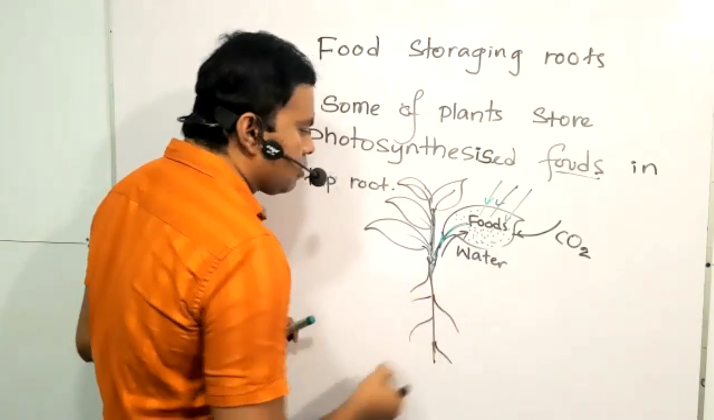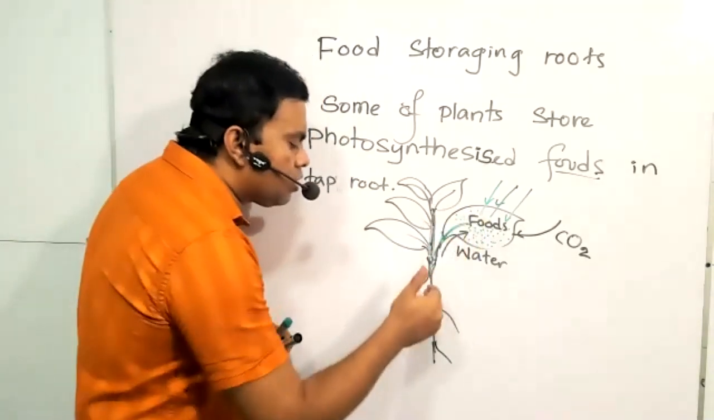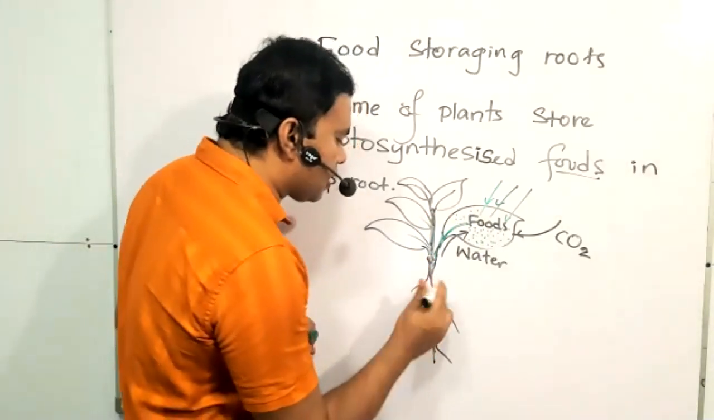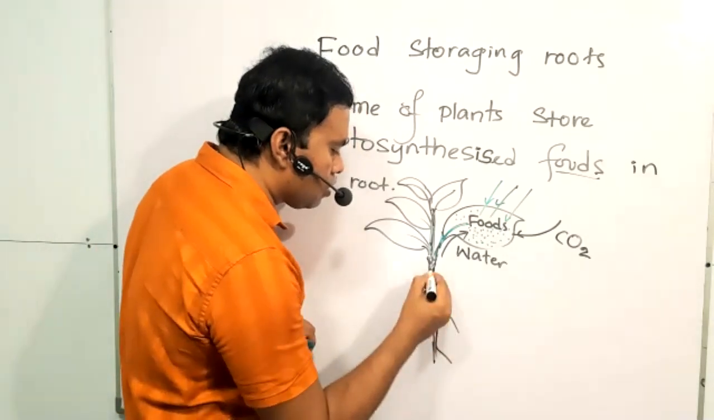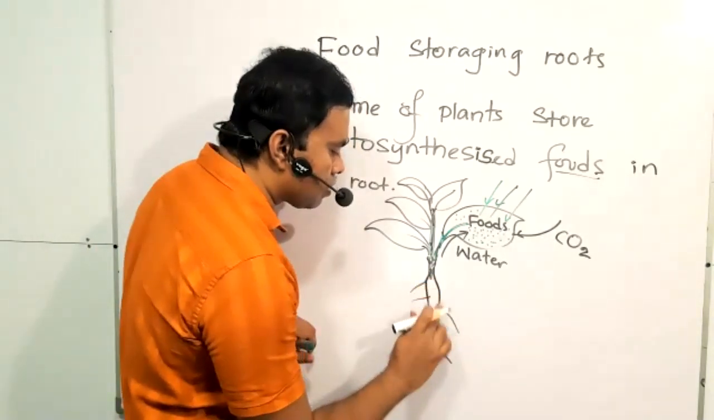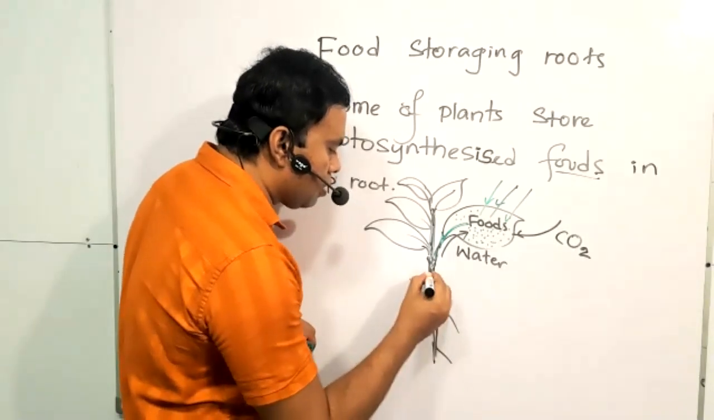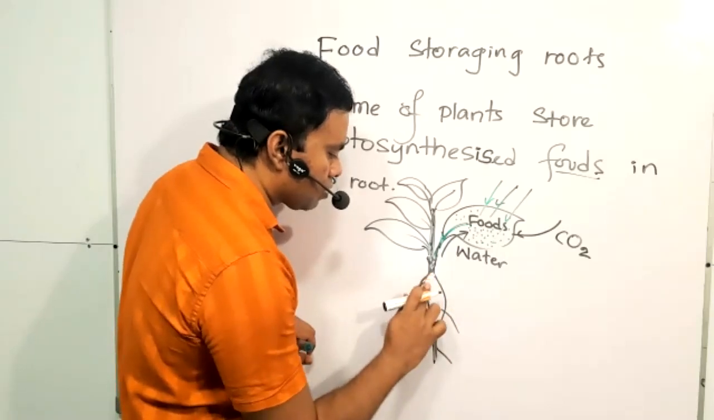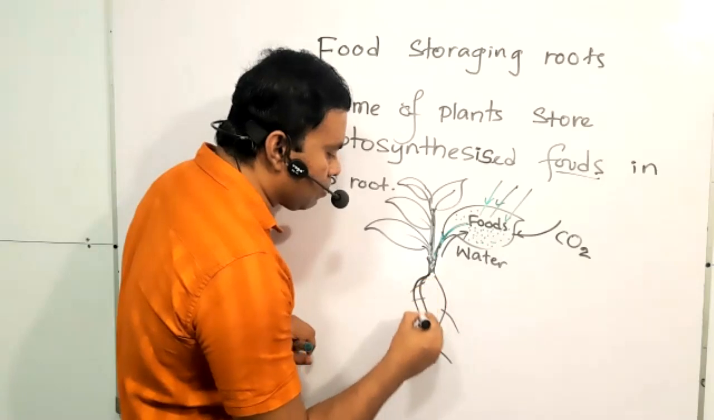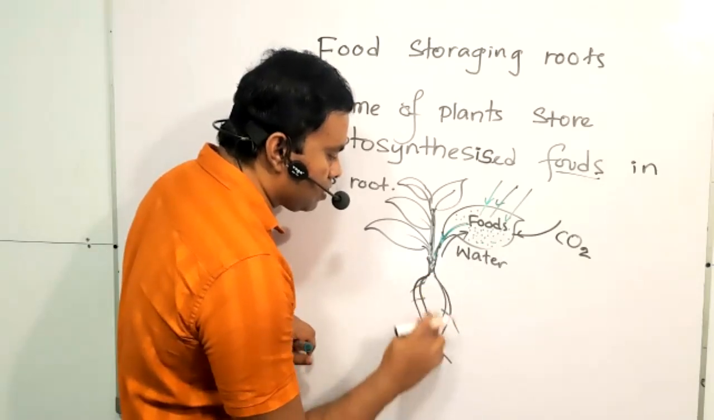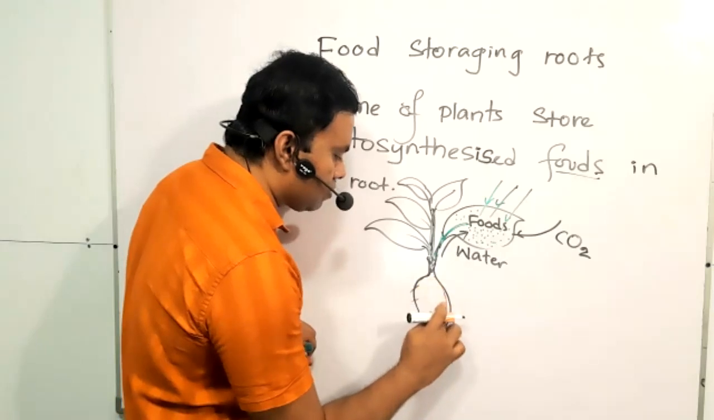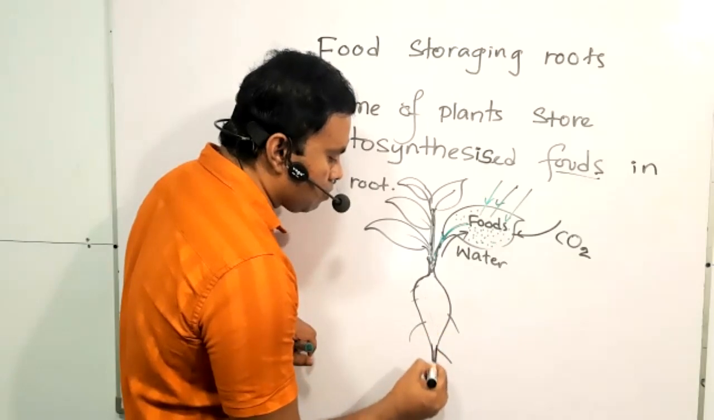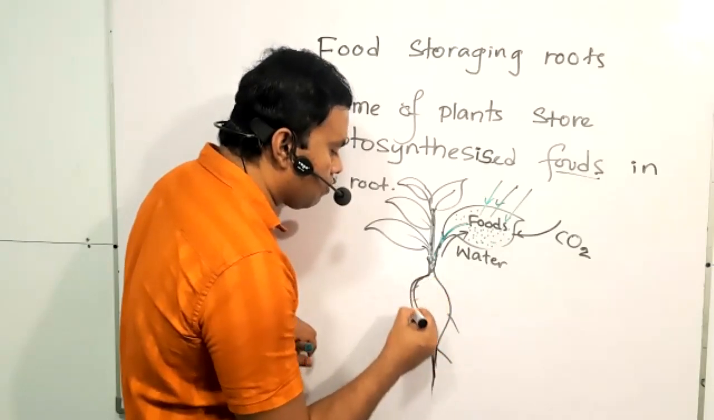Because of the continuous storage of foods in this taproot, what happens to the taproot? It starts to swell. Lakshmika, can you understand this? What happens to the taproot now? It becomes large. Yes, it becomes large. It is swollen because of the storage.